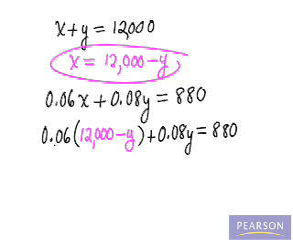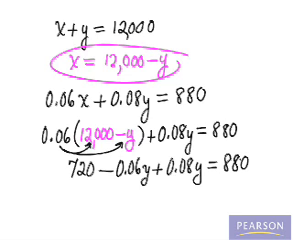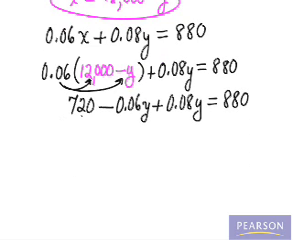We're going to distribute the 0.06 through the parentheses. So 0.06 times 12,000 is 720 minus 0.06Y plus 0.08Y equals 880. Combining like terms and subtracting 720 from both sides, we get 0.02Y equals 880 minus 720, which is 160.